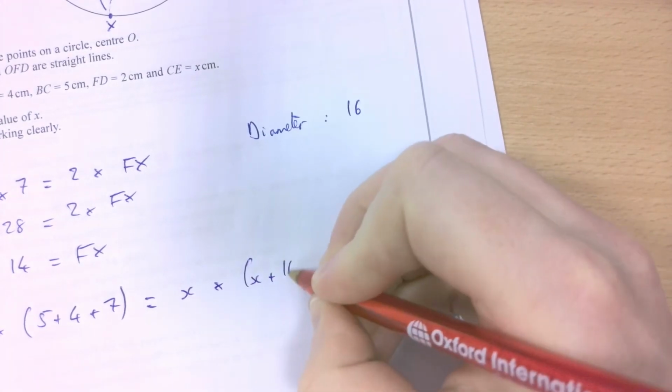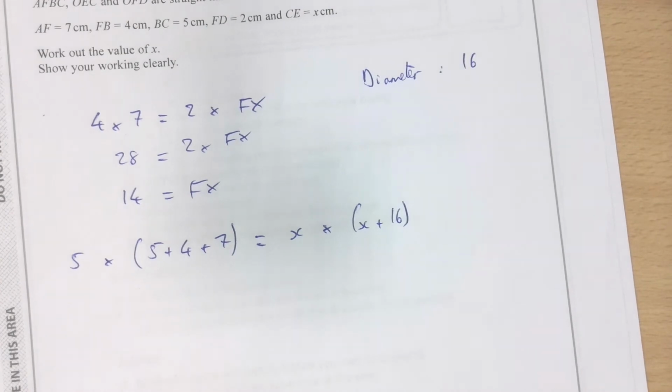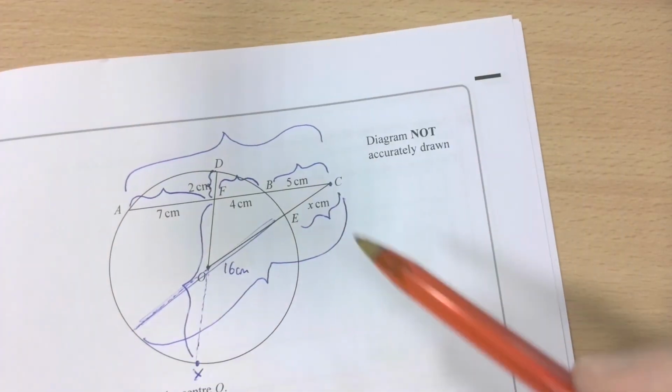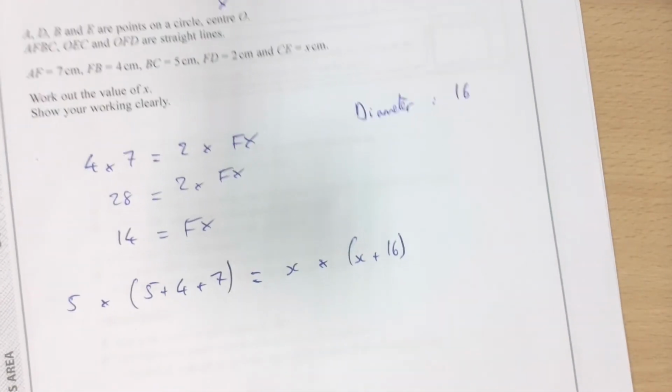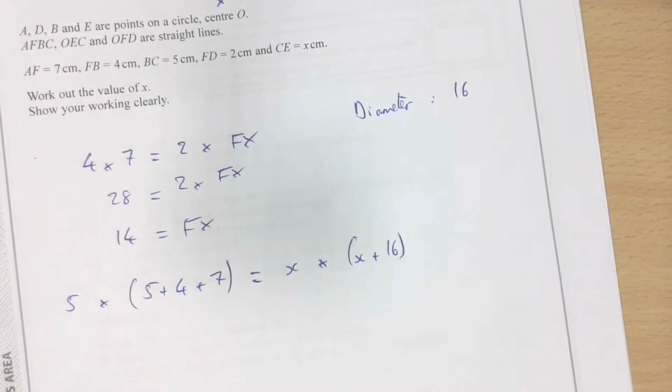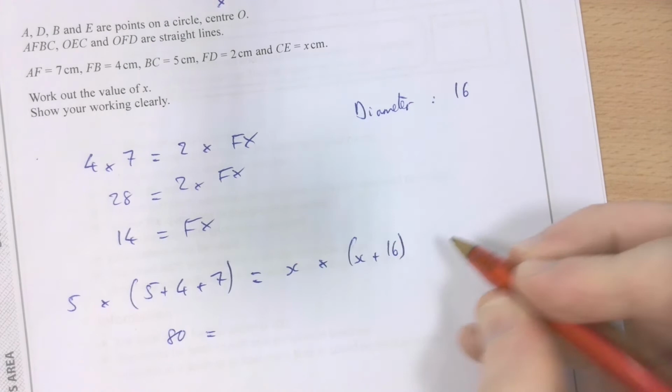Okay? Now it might be that you need to go away and do some work on the circle theorems to get that kind of understanding of how these lengths interact with each other. And that's fine. Feel free to do that. 5 times 5 plus 4 plus 7. 5 plus 4 plus 7 is 16. 5 times 16 is 80.